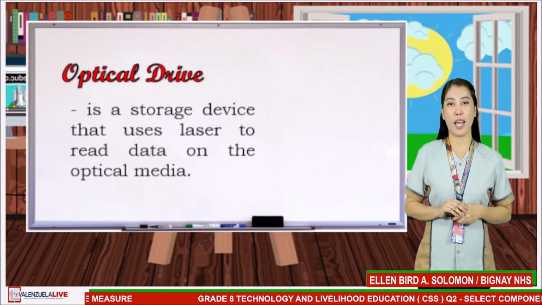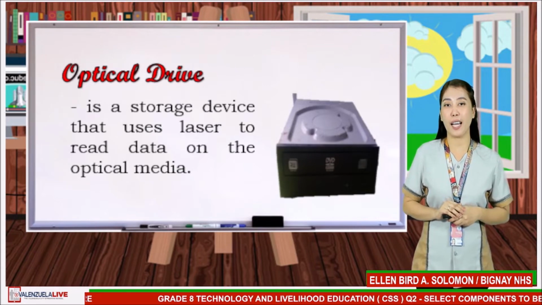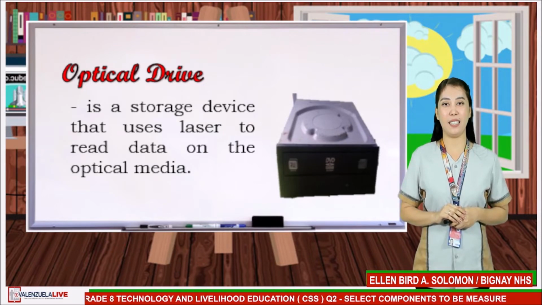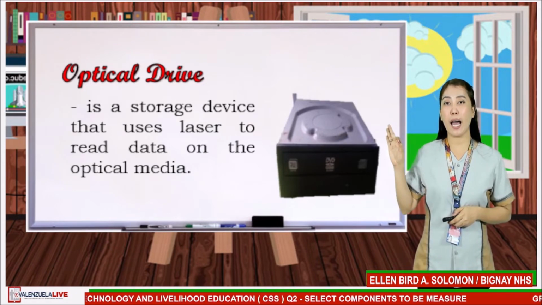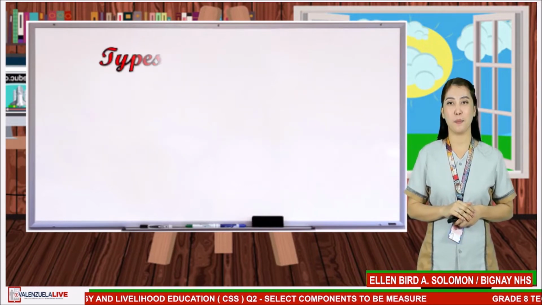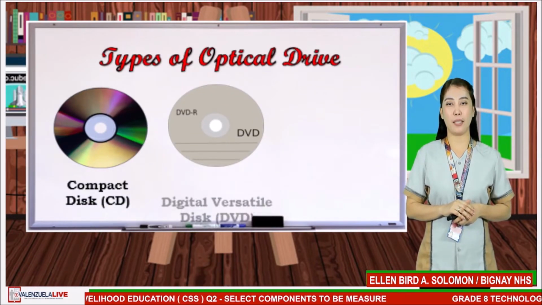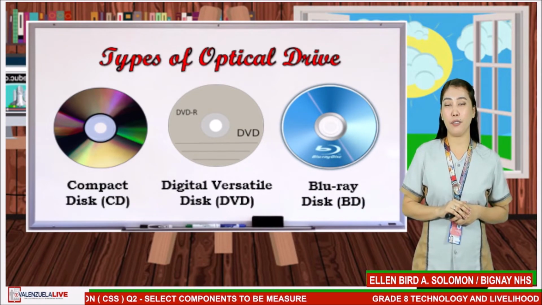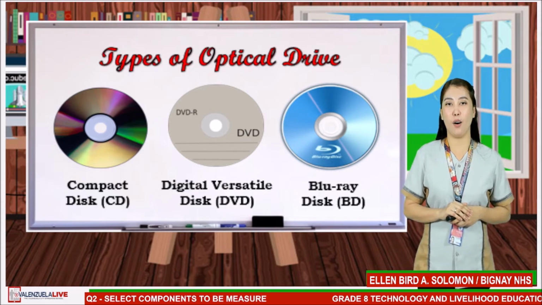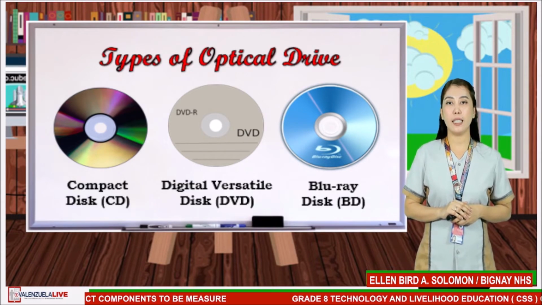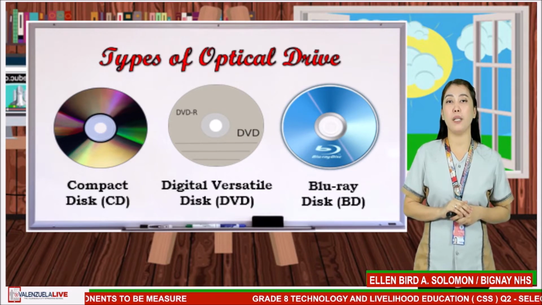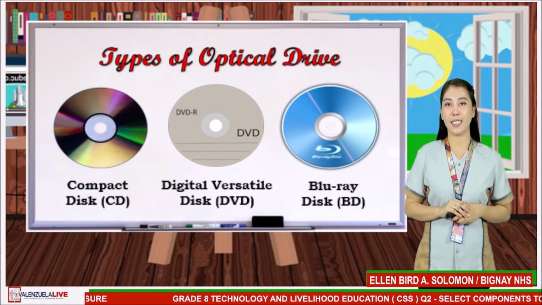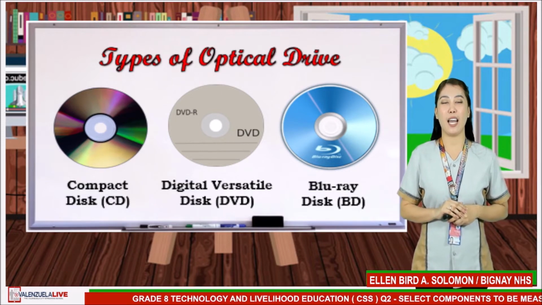Next is optical drive. It is a storage device that uses lasers to read data on the optical media. There are three types of optical drives. We have the compact disc or CD, digital versatile disc or DVD, and Blu-ray disc or BD. CD, DVD, and BD media can be pre-recorded or read-only, recorded or write once, or rewritable or read and write multiple times.